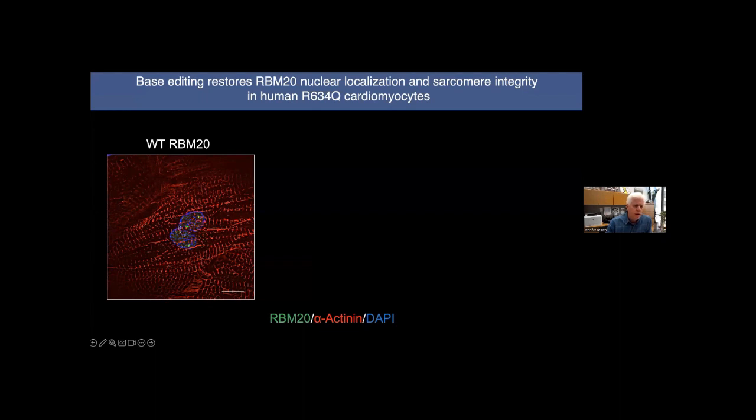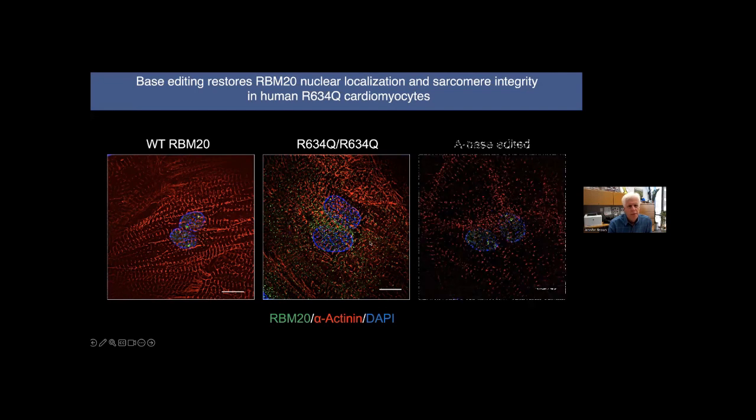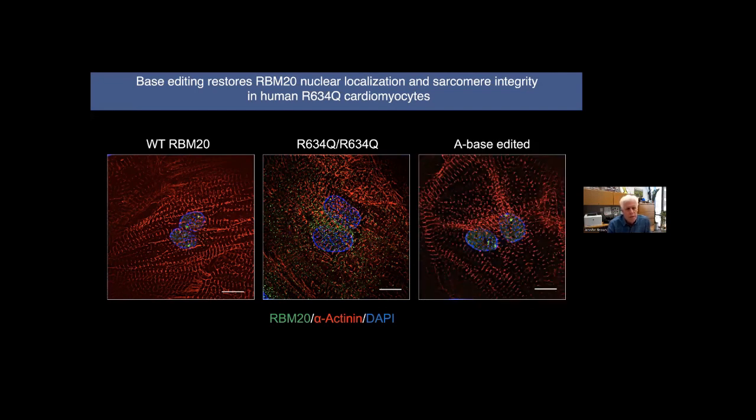So this shows human cardiomyocytes in vitro. You can see the well-organized sarcomeres, and you can see RBM20 in green in the nuclear puncta where it mediates splicing. And here you can see in the homozygous mutant cells, now RBM20, due to that single point mutation, is prevented from appropriate translocation to the nucleus, and the sarcomeres are disrupted as a consequence of defective splicing of its targets. And following A-base editing, it was really quite remarkable in these early experiments that the sarcomere integrity was faithfully restored, and RBM20 was restored to its rightful location in the nucleus.